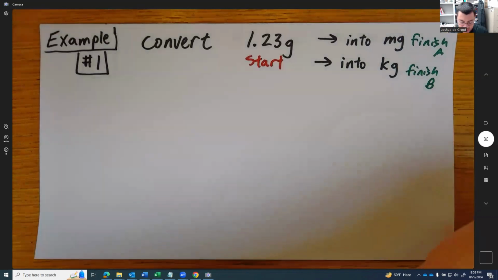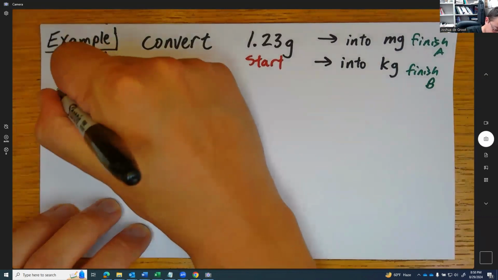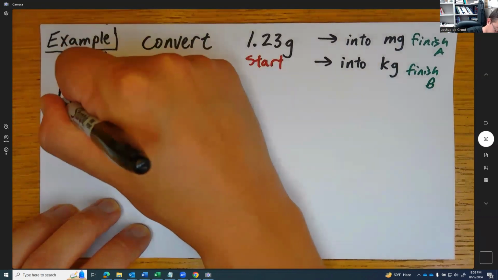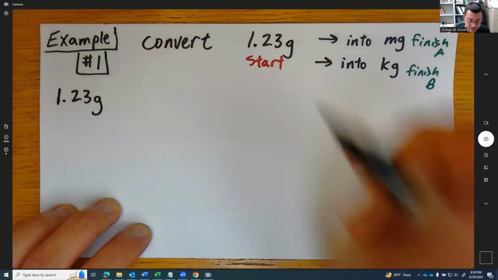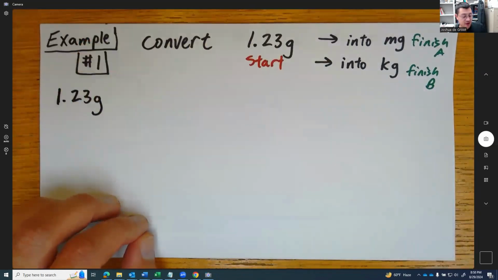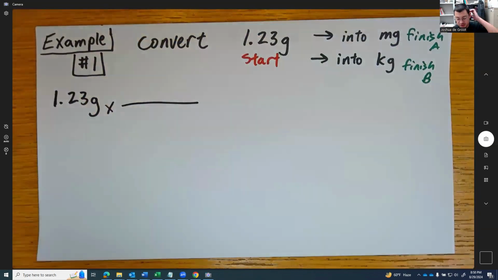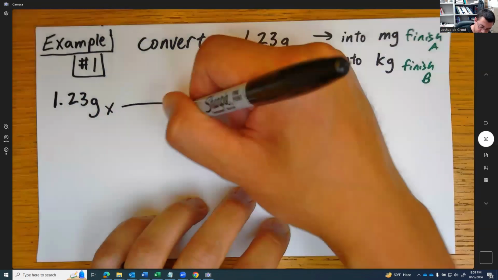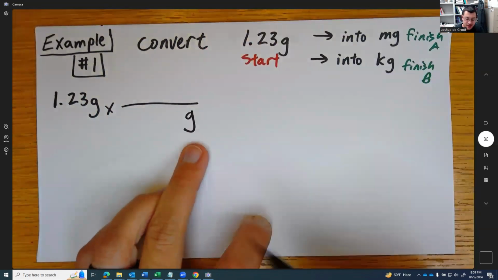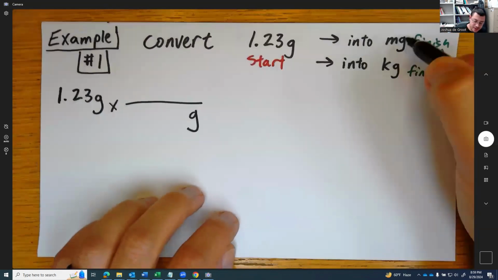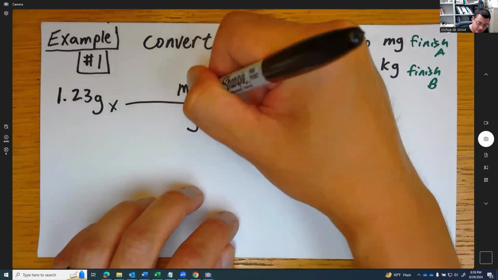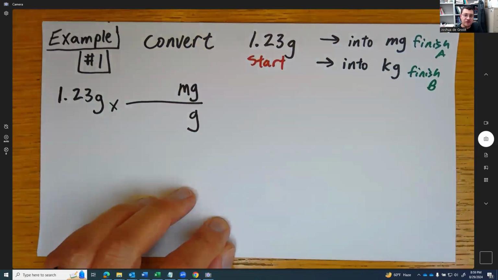So let's just write down our starting number. Starting measurement, 1.23 grams. We want to get rid of grams, so we need to choose an appropriate conversion factor. One thing I want you to see as I do this is I always write my units first. So I'm going to write grams here because I know that has to cancel. And then I'm going to write milligrams at the top because I know that's a unit I want to finish with.